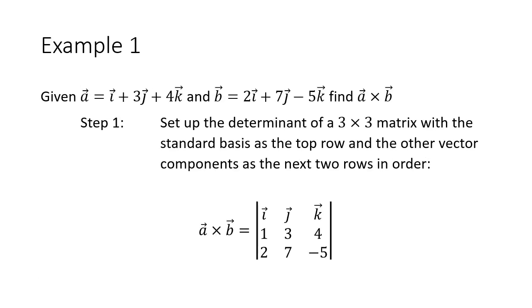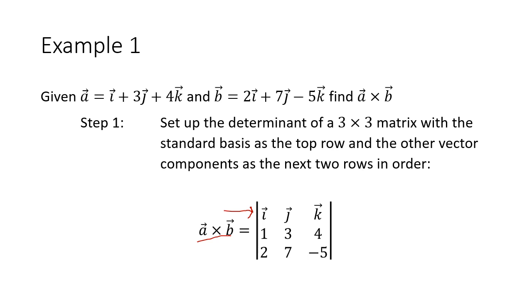So how would that work? Well, we're going to set up the determinant of a 3 by 3 matrix. And the way we set this up to find the cross product of vectors A and B, the top row is always your standard basis, i, j, k.